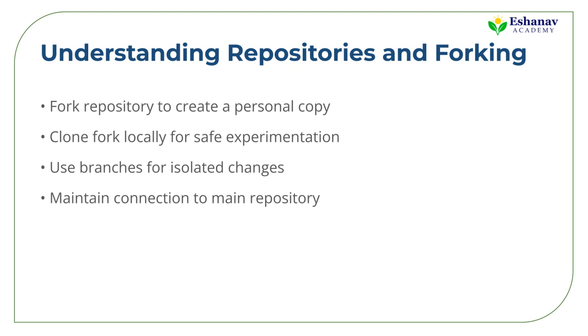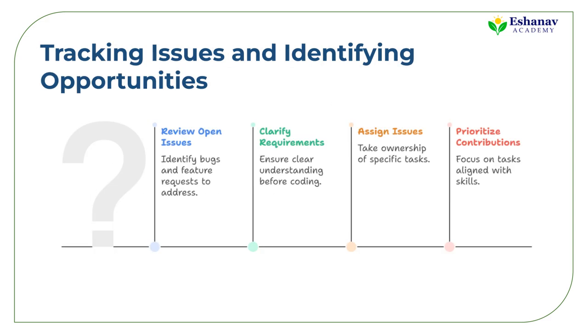Reflect on this. If you had direct access to modify the main branch, would errors propagate to hundreds of users? Forking and branching protect both your work and the community. GitHub issues serve as the project's roadmap for bugs, enhancements, and documentation gaps. By reviewing open issues, you can spot opportunities to contribute where your skills are most valuable. Assign yourself to issues, comment with clarifying questions, and propose solutions in a structured way.